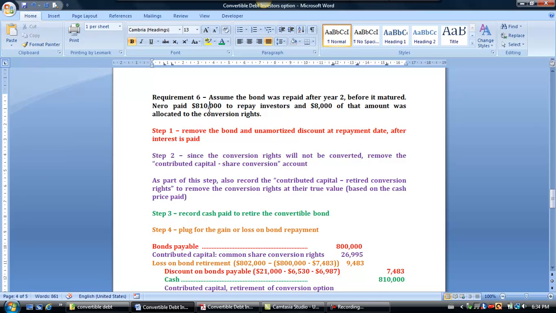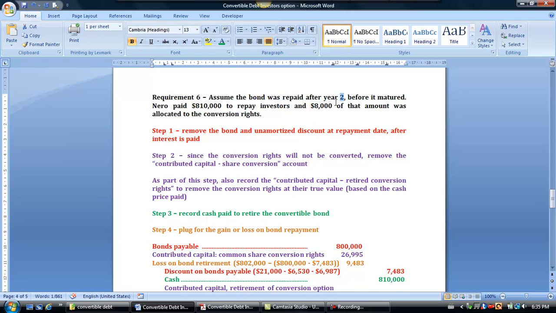They're paying $810,000 to the investors at the end of year 2, and $8,000 of that amount was allocated to the conversion rights. So the idea here is that because the issuer now has decided that they want to retire the bonds, and they might do that because maybe they might look at it and say, hey, we're paying 6% a year to these guys. Could be that the rates have come down, and they've decided that maybe we can be paying less interest.